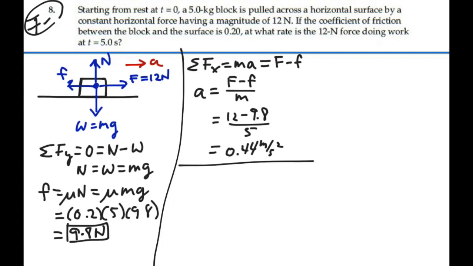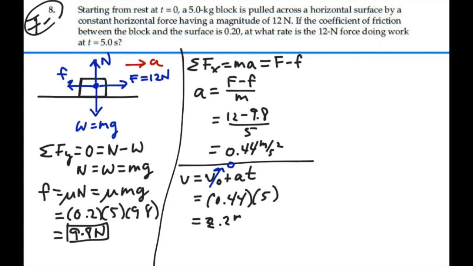Since it's a constant acceleration, kinematics apply, and our velocity at this point is going to equal our initial velocity plus the acceleration times time. Initial velocity, we started from rest, so that's 0, and hence our velocity is going to equal 0.44 times 5 seconds. So at the point of 5 seconds, our velocity is going to be equal to 2.2 meters per second. So that's our velocity after 5 seconds.